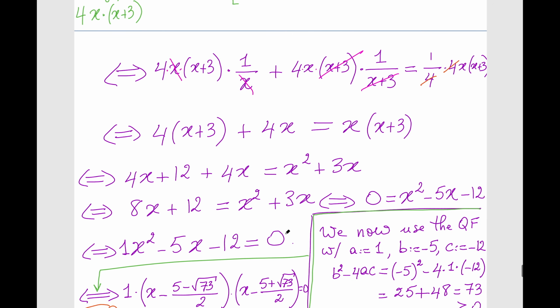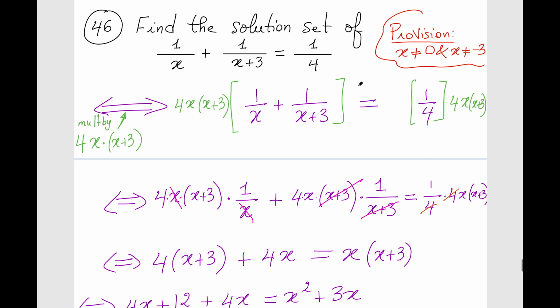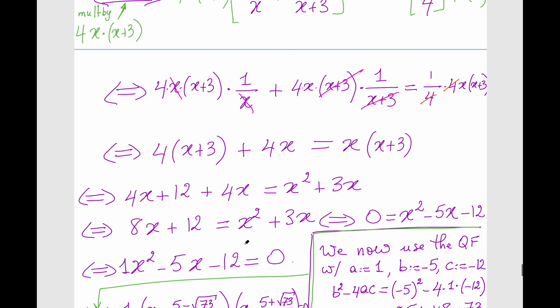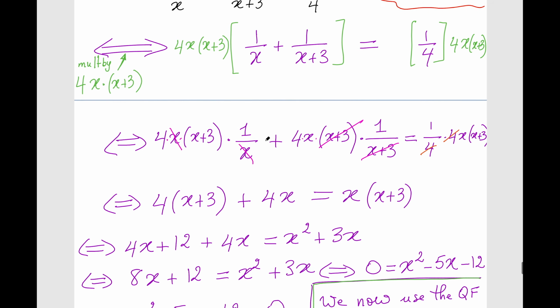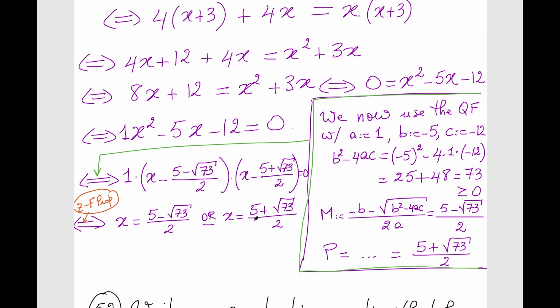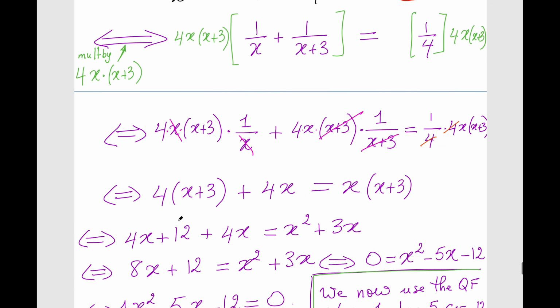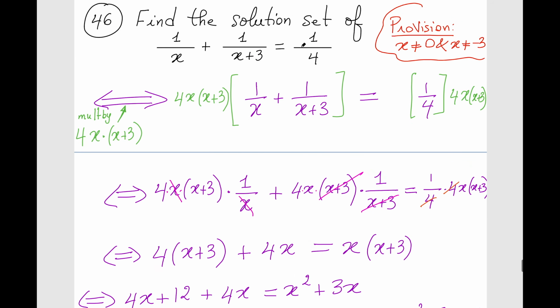So this quadratic equation and the initial equation are equivalent under this provision, okay? This equation and the second degree or quadratic equation that we found along the way are equivalent as long as x is not 0 and x is not negative 3. Since both of the solutions that we found are different than 0 and different than negative 3, both of them are going to be solutions of the given equation, right?